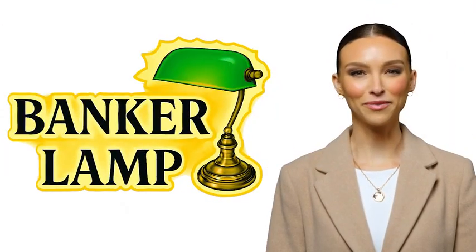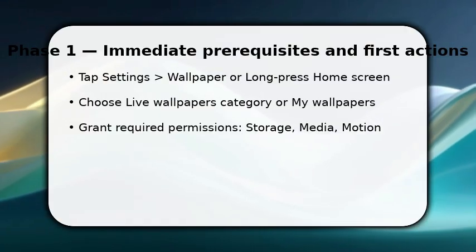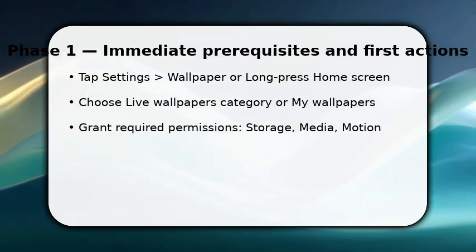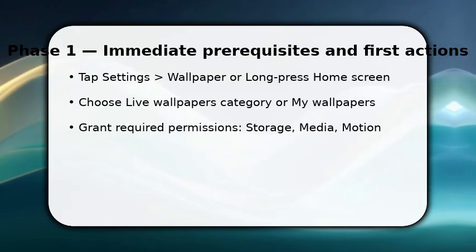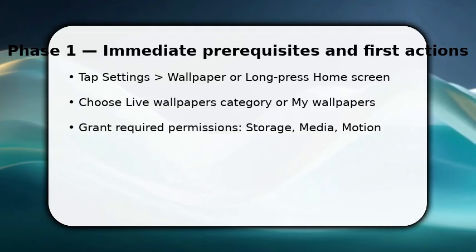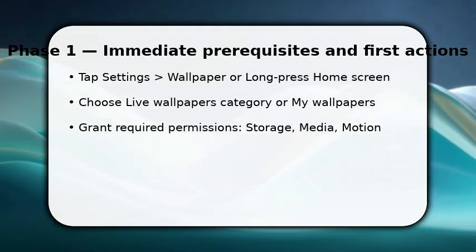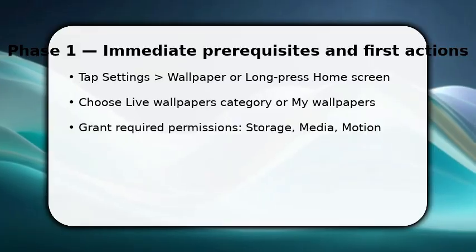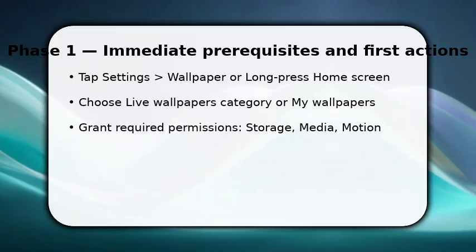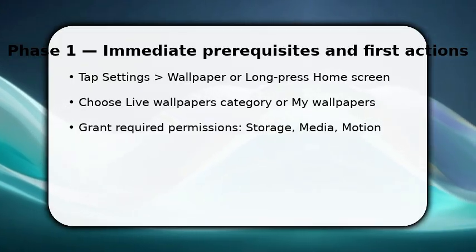Please enjoy the video. You start by opening Settings, or long press the home screen to go straight to Wallpaper options. This saves time. Once there, tap Wallpaper and select Live Wallpapers or My Wallpapers if you already downloaded one. Make sure to grant storage and media permissions so the phone can access the file, and allow motion access when prompted so the live effect runs on the lock screen.